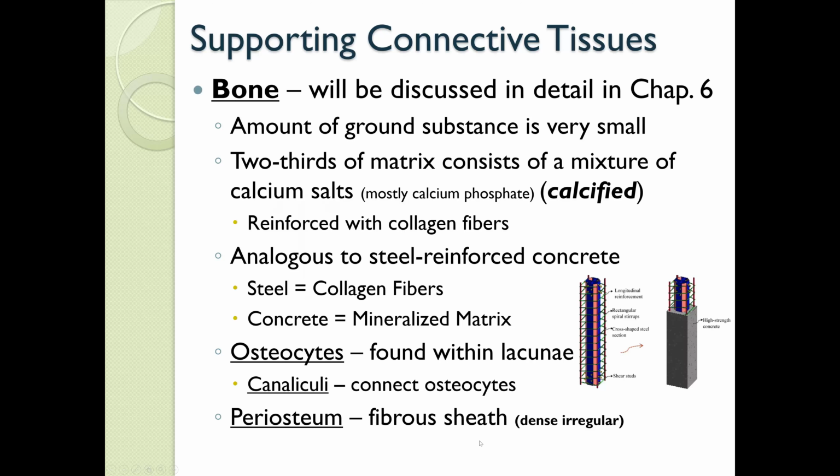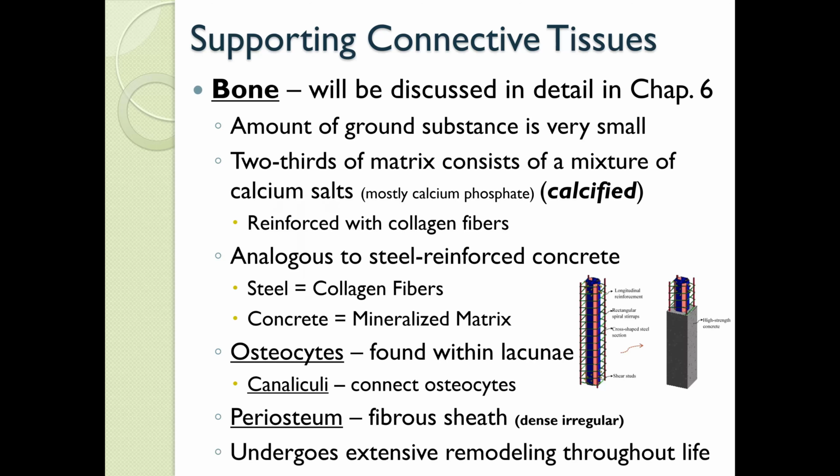And then just like we had a perichondrium, which was a sheet around a piece of cartilage, you also have a wrapping for your bones, and it's called periosteum, and it's the fibrous sheath surrounding the bone, and it's also made of dense irregular connective tissue.